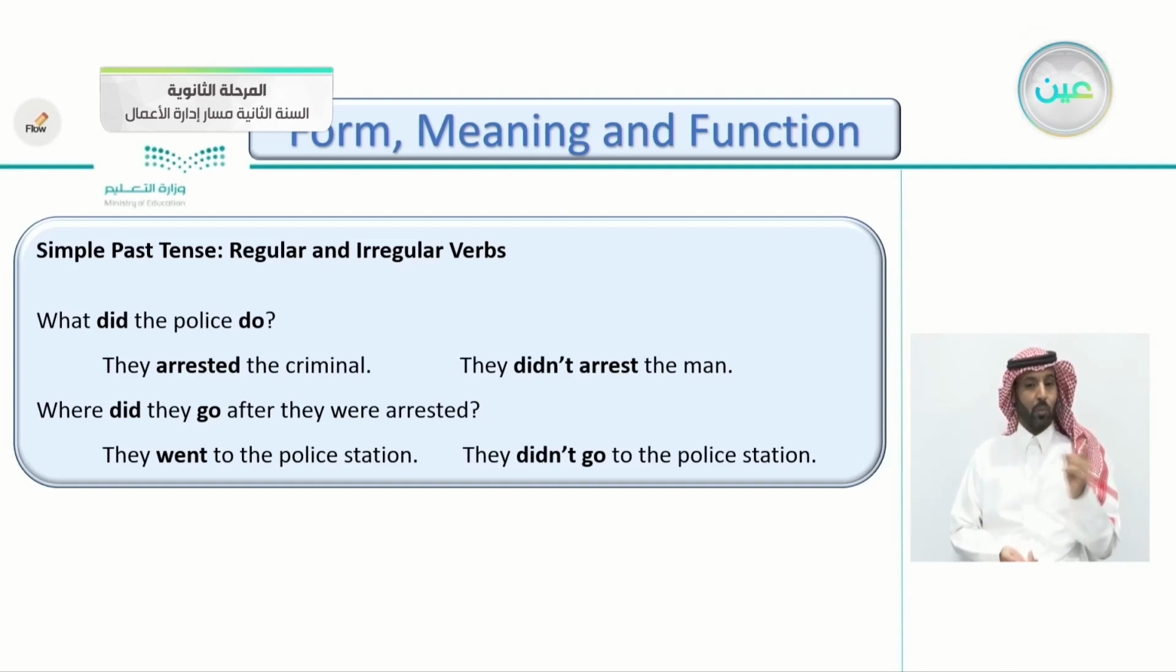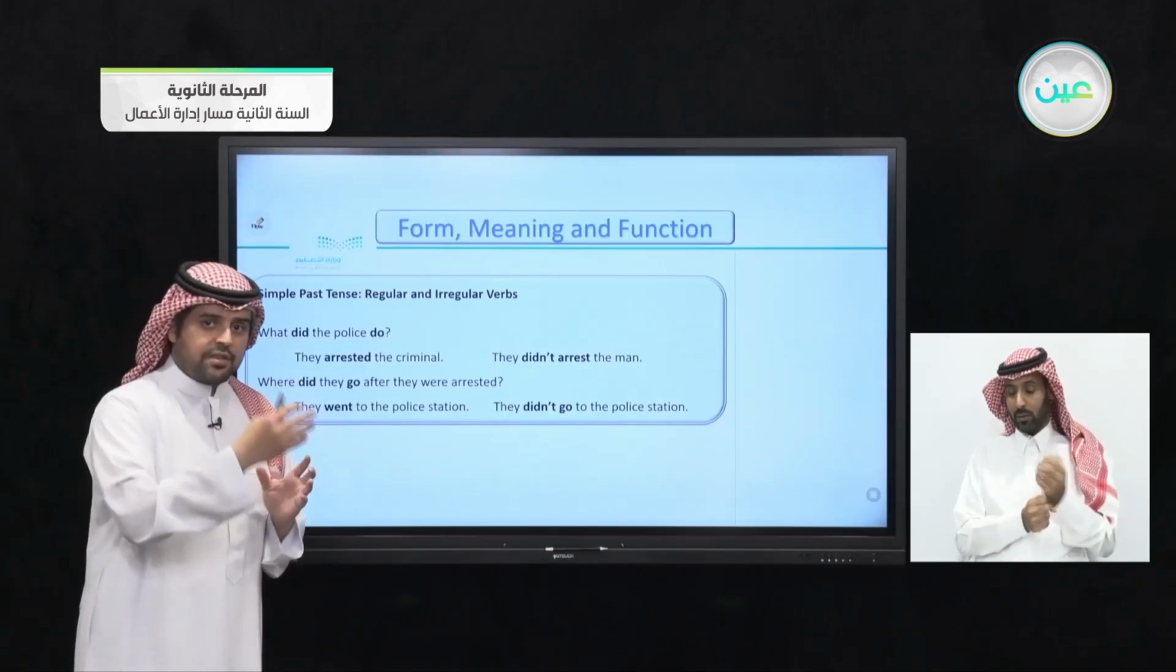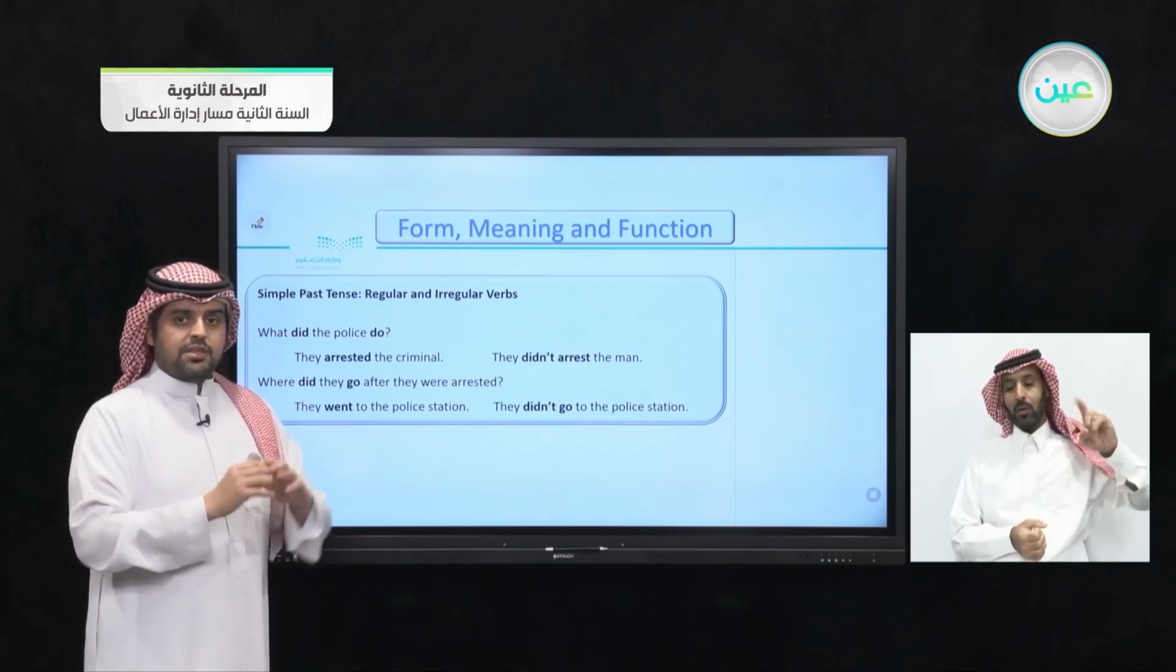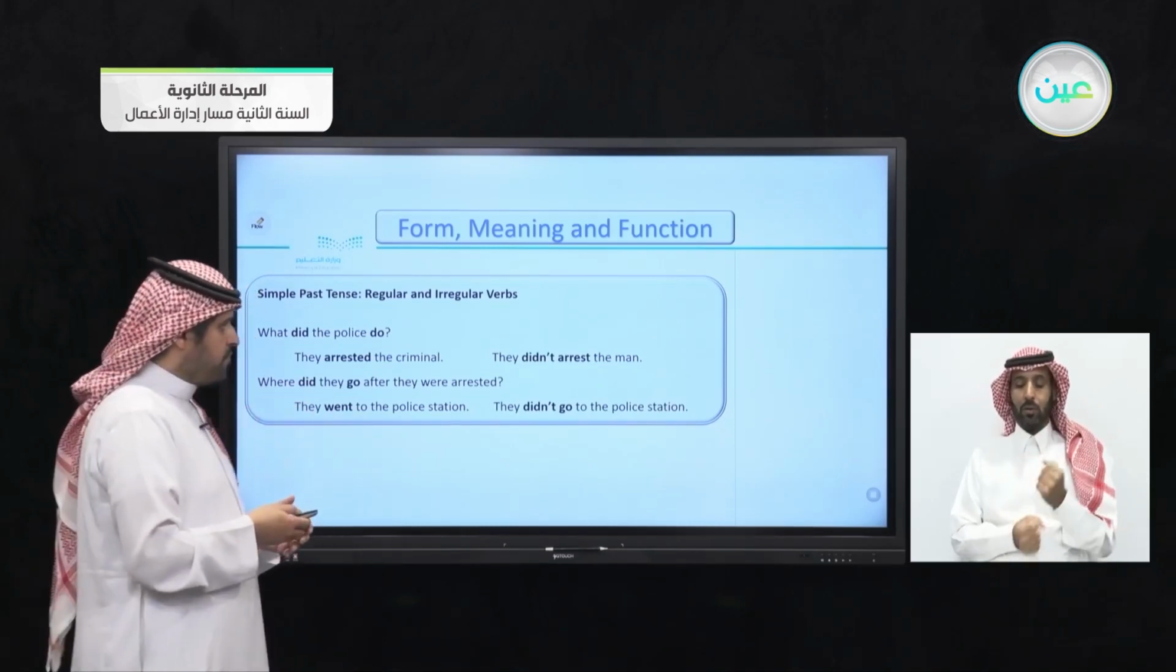Where did they go after they were arrested? They went to the police station. They didn't go to the police station. And you can notice here the verb go in the question and in the answer is not in the past tense. Why? Because there's the word did before it. If any past tense verb comes after the verb did, you put it in the present form.